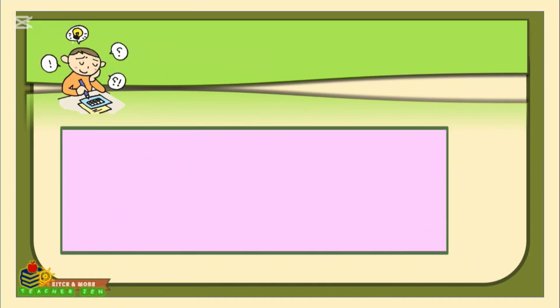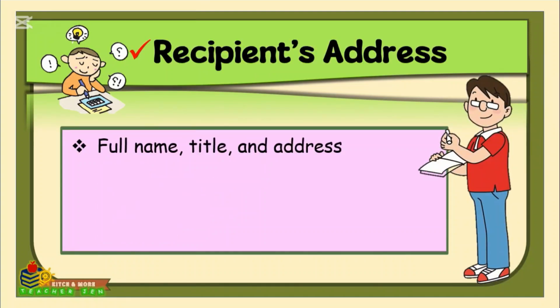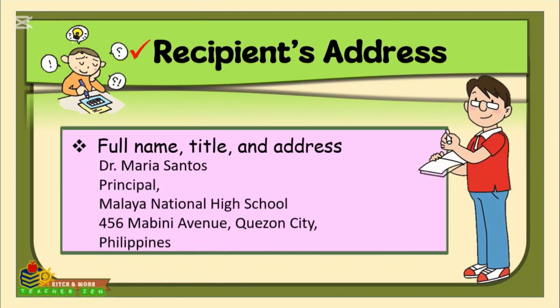Next is the recipient's address. The recipient's address is the section that includes details of the person or organization to whom the letter is addressed. It should be written below the sender's information and include the full name of the recipient, title or position, the organization name, and the full address of the recipient. So this ensures that the letter reaches the right person or office.